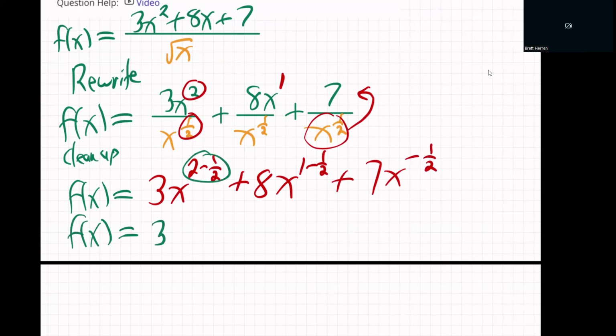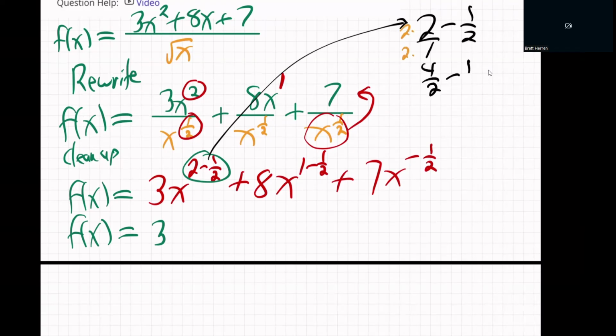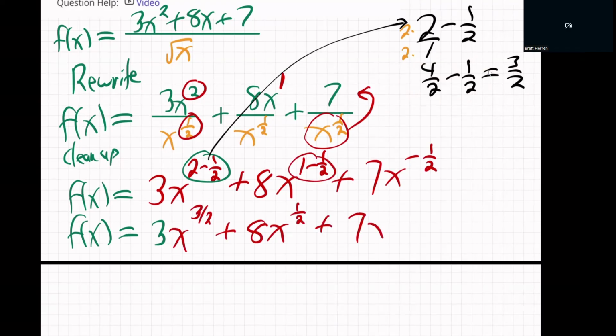Now, what is 2 take away a half? Well, if you're not sure, I'll do it over here real quick. 2 take away a half. How do you subtract fractions? You got to put this over 1, and then you multiply the top and the bottom by 2. So it becomes 4 over 2 minus 1 over 2 is 3 over 2. You got to get common denominators. That made these denominators the same, so you can subtract them. So then that is x to the 3 halves plus 8x. 1 minus a half, that's easier. That's a half, right? Notice I've not taken the derivative yet.